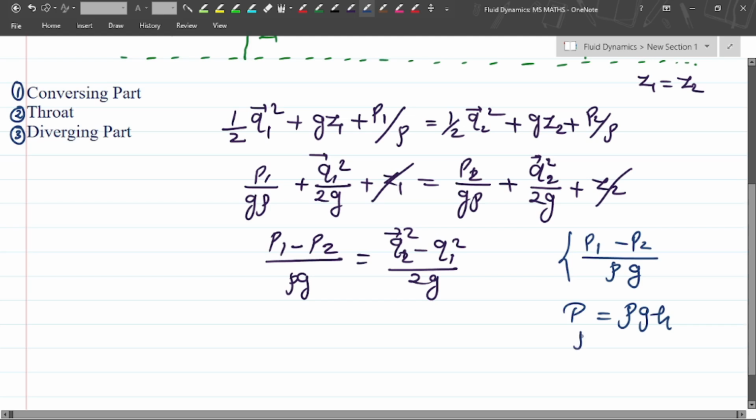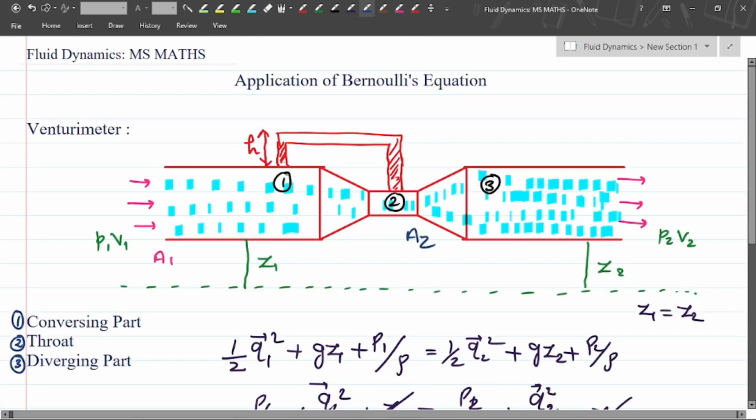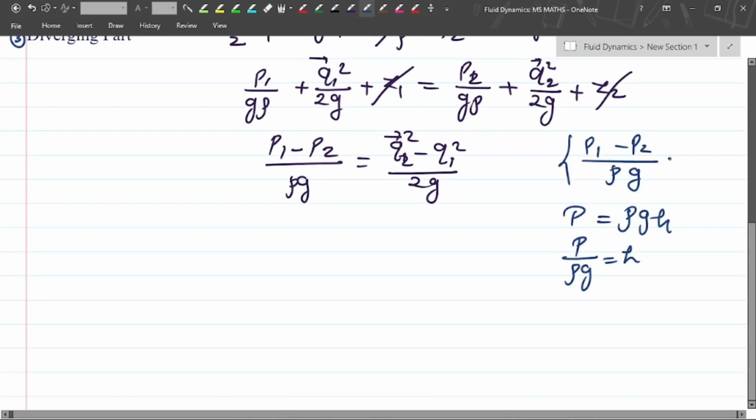So P upon rho g is nothing but h. Here the fluid will enter in this way and rise in this tube, and rise in the other tube, and we take the reference of these two tubes to get the height. So this height is h. So P1 minus P2 upon rho g is equal to h.